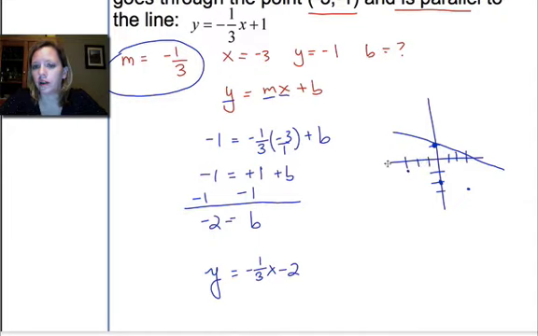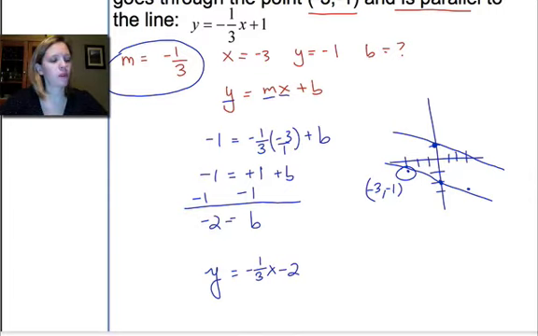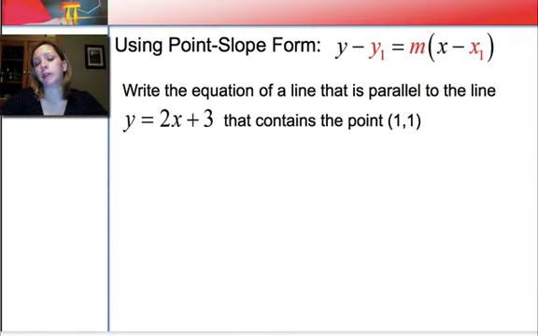So up 3, or up 1 and back 3. And you can see that it is going through that point (-3, 1) that we wanted it to in the condition of this problem. Okay, so now let's talk about point slope form.